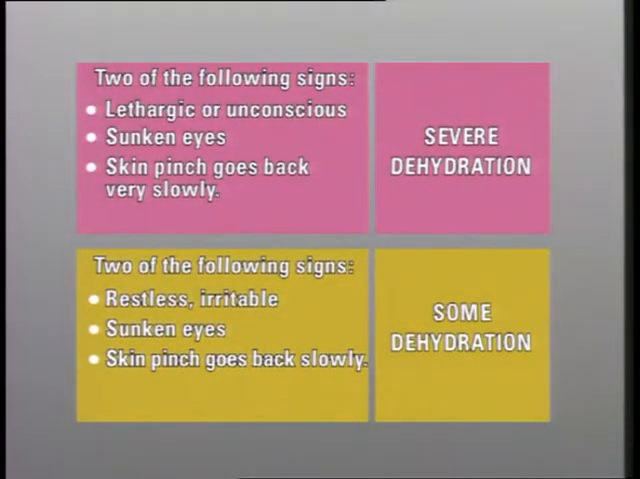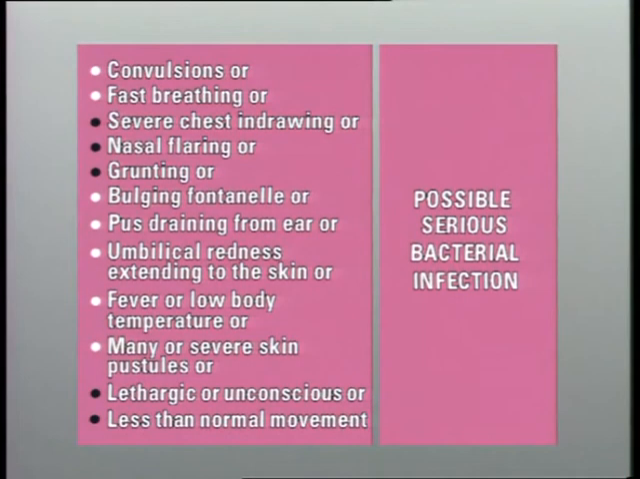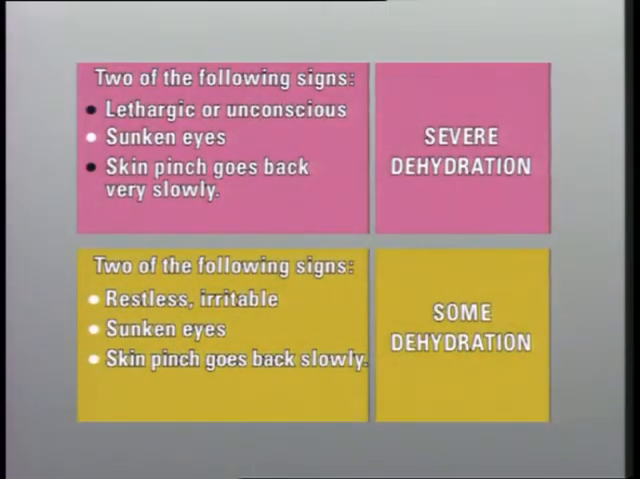Look at the pink row of the classification table. Gemma is lethargic, and her skin pinch goes back very slowly. These are signs of severe dehydration. We therefore classified Gemma as having diarrhea with severe dehydration. Because Gemma had only had diarrhea for 4 days, she was not classified as severe persistent diarrhea. Because she had no blood in the stool, she was not classified as dysentery. We therefore classified Gemma as having possible serious bacterial infection and diarrhea with severe dehydration.